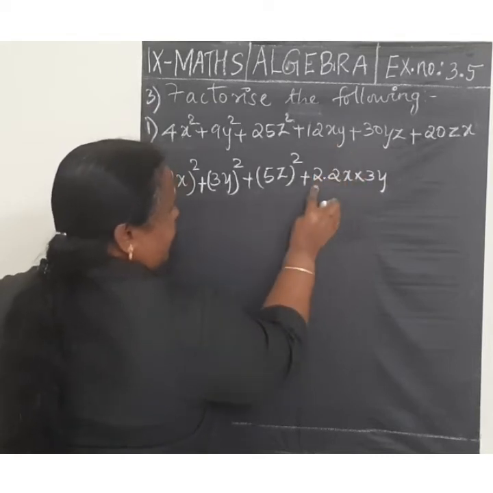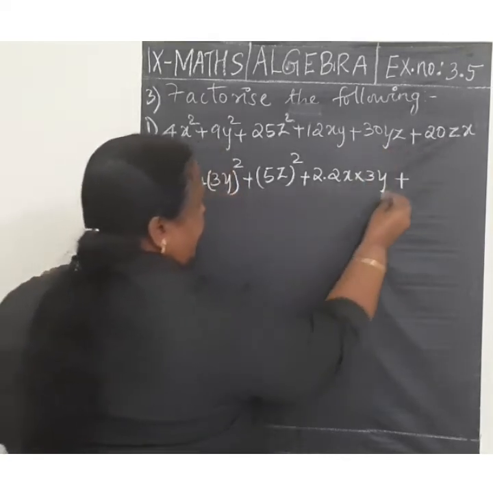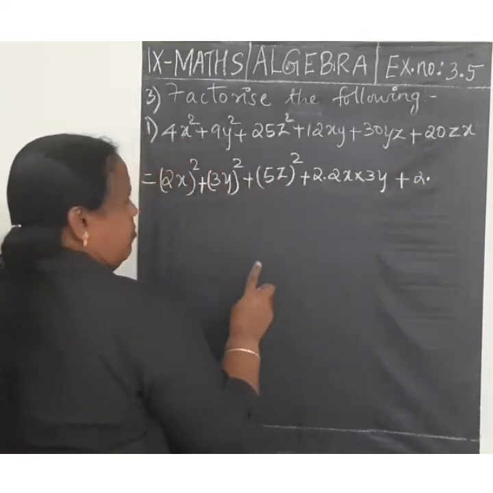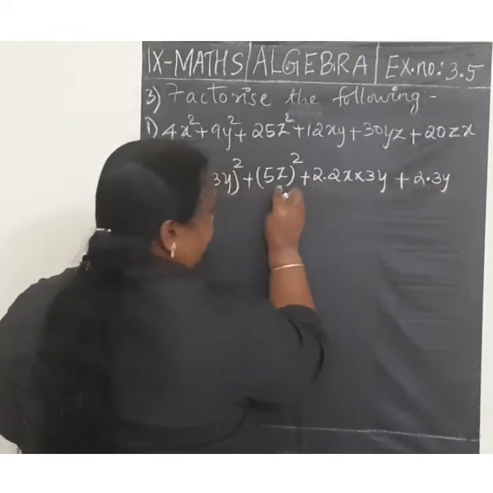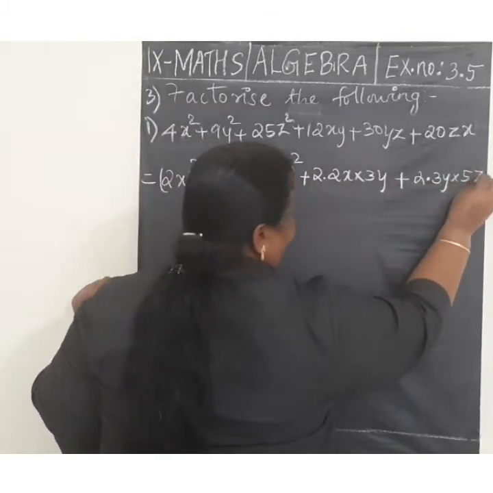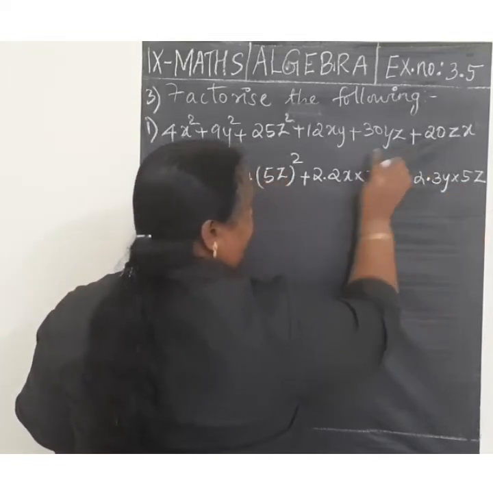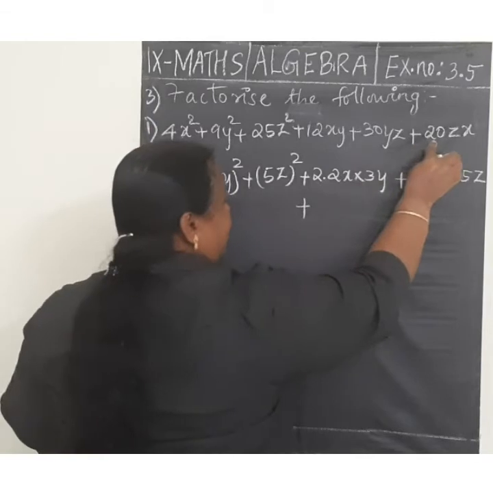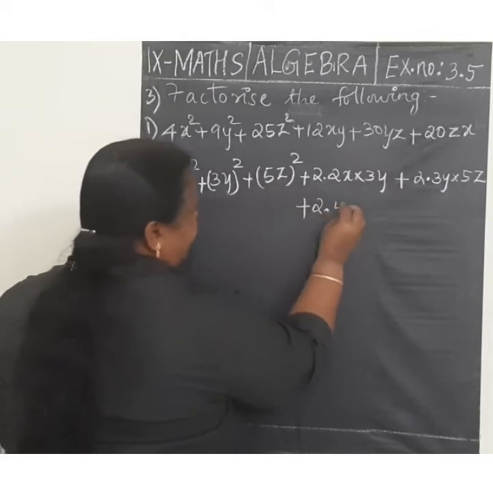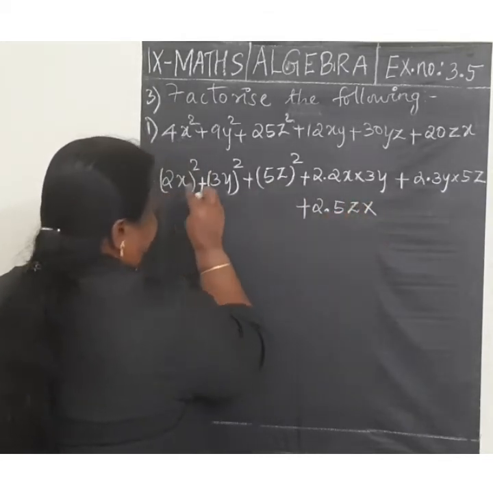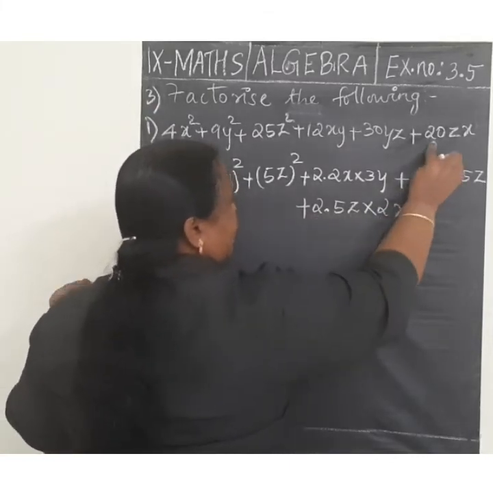So this 12xy we are writing as 2 into ab plus this 30yz is 2 into bc. So 2 into b is 3y, c is 5z into 5z. If you multiply this one, 2 3s are 6, 6 5s are 30, y into z, yz. So we are getting 30yz plus this 20zx is 2 into ca. So c is 5z into a 2x. So 2 5s are 10, 10 2s are 20, z into x, zx. So we are getting that.